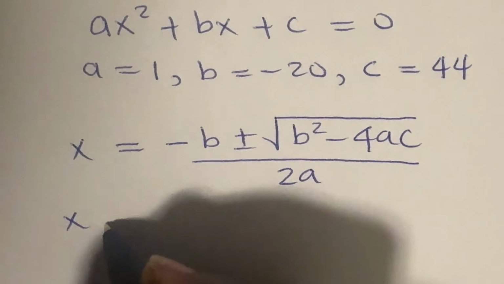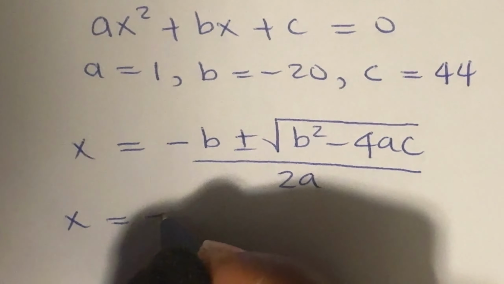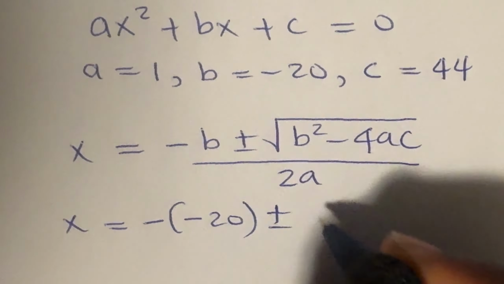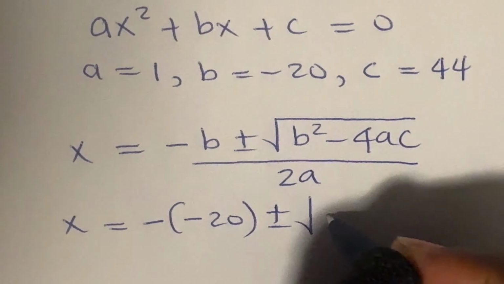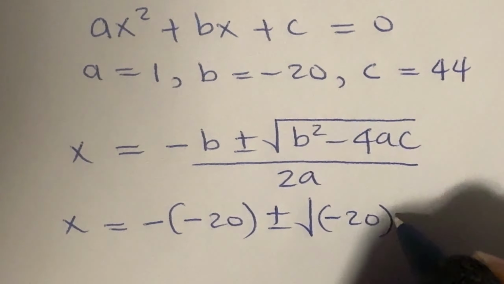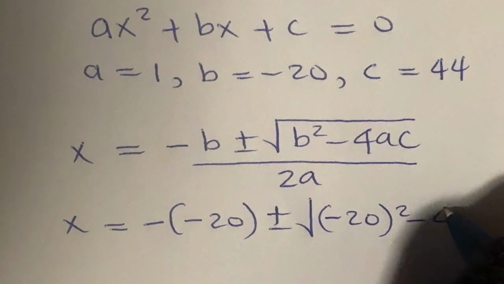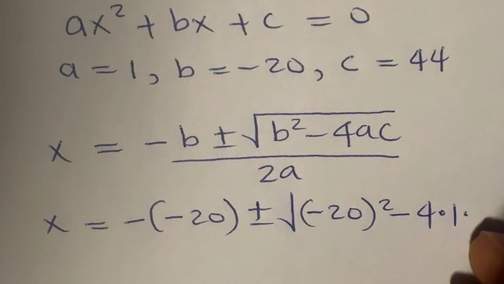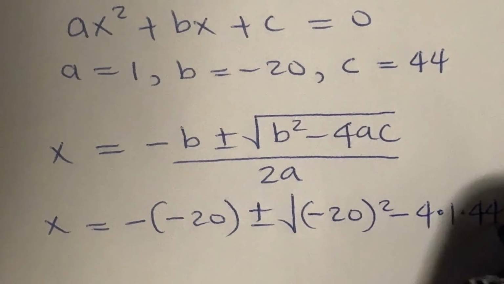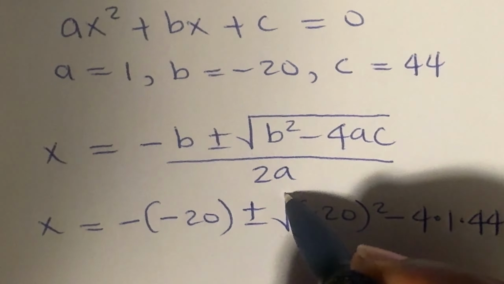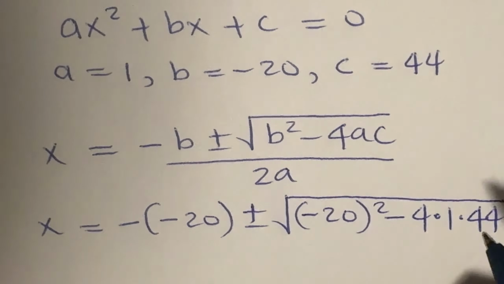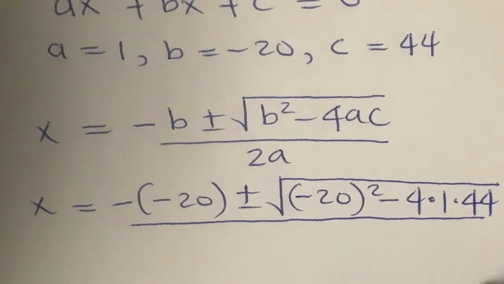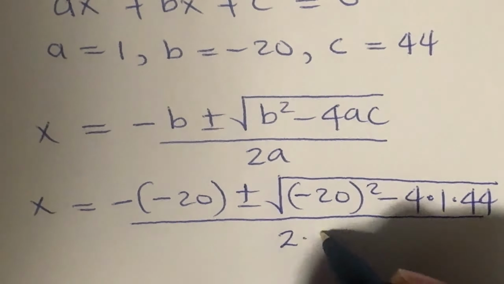Therefore, x is going to be equal to minus negative 20, then plus or minus the square root of negative 20 squared, then minus 4 times 1 times 44. Then the square root of all of that, all divided by 2a. And a is 1, so we say divided by 2 times 1.